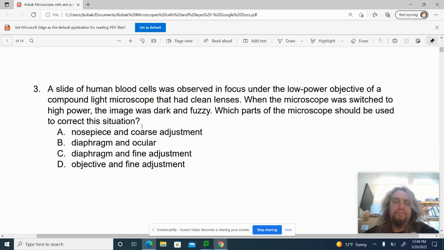Question number 3. A slide of human blood cells was observed in focus under the low power objective of a compound light microscope. The microscope had clean lenses. When the microscope was switched to high power, the image was dark and fuzzy. Which parts of the microscope should be used to correct this situation? A, the nose piece and the coarse adjustment. B, the diaphragm and the ocular. C, the diaphragm and the fine adjustment. D, the objective and fine adjustment.